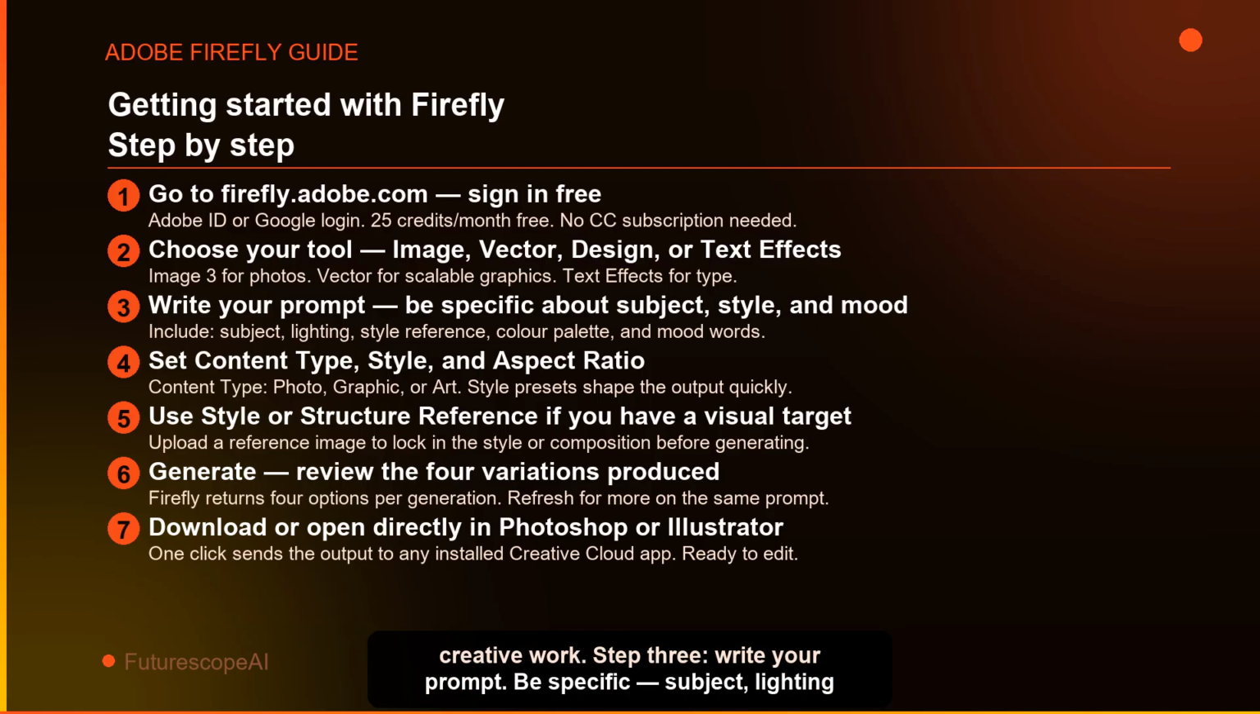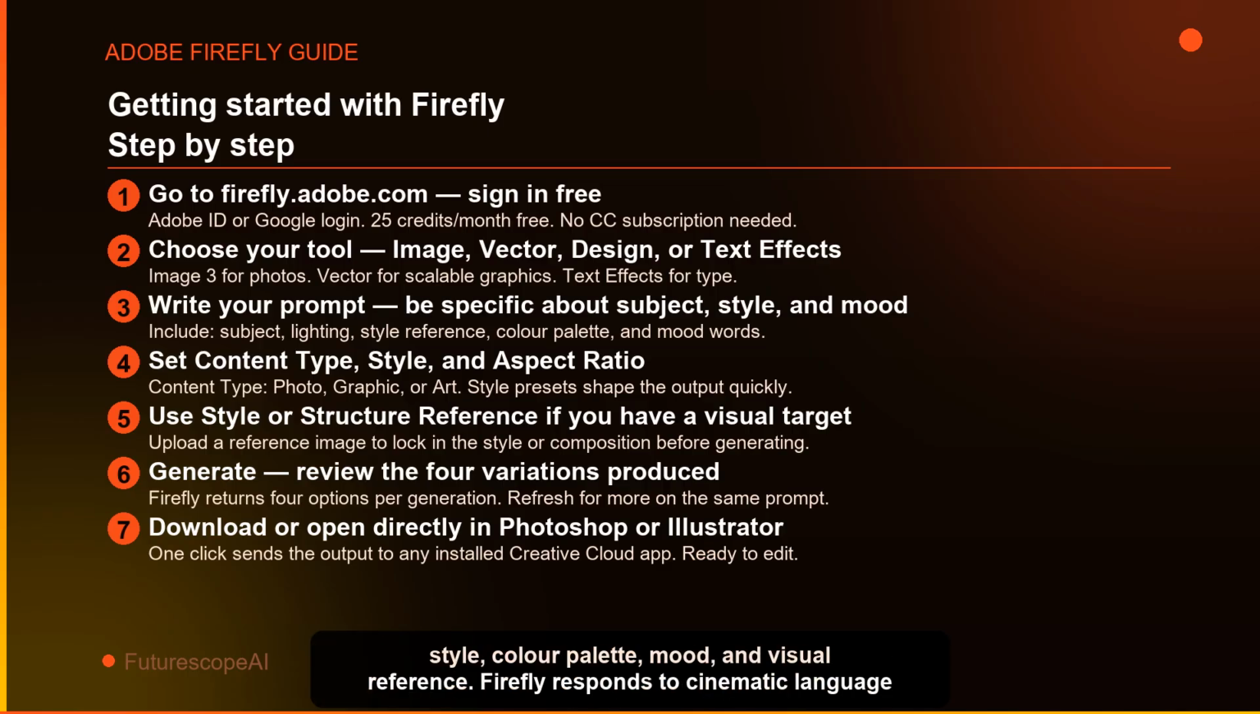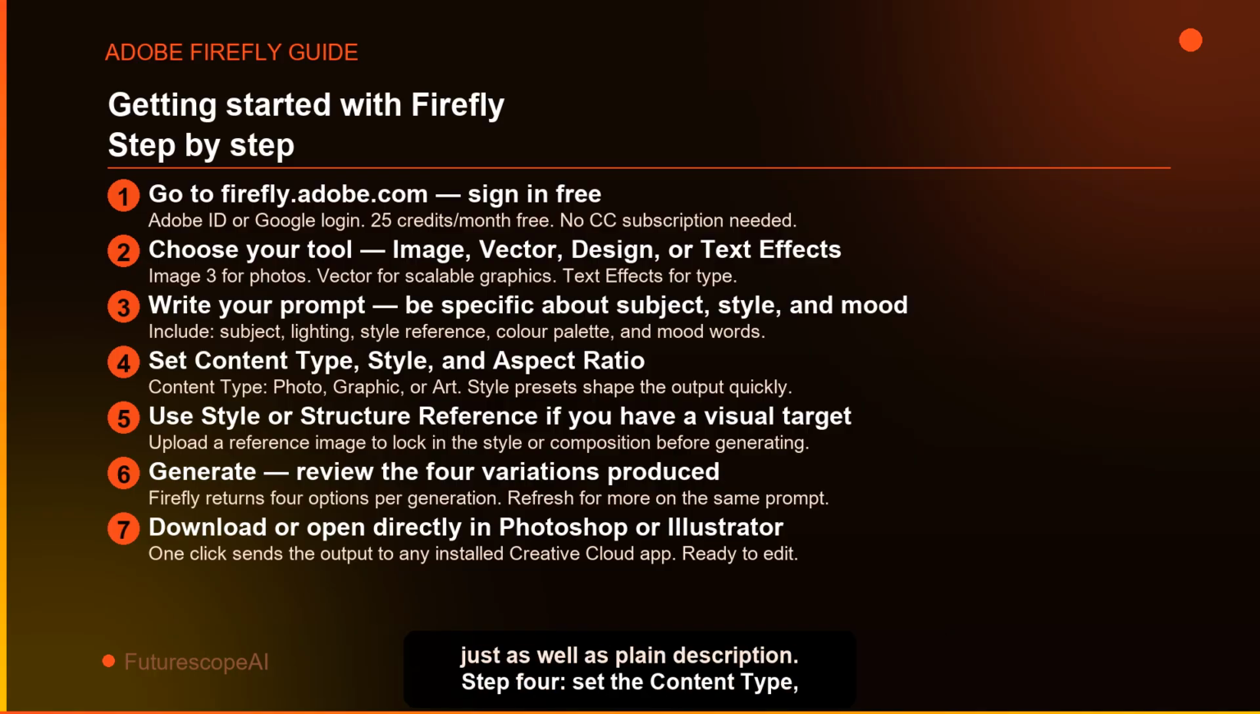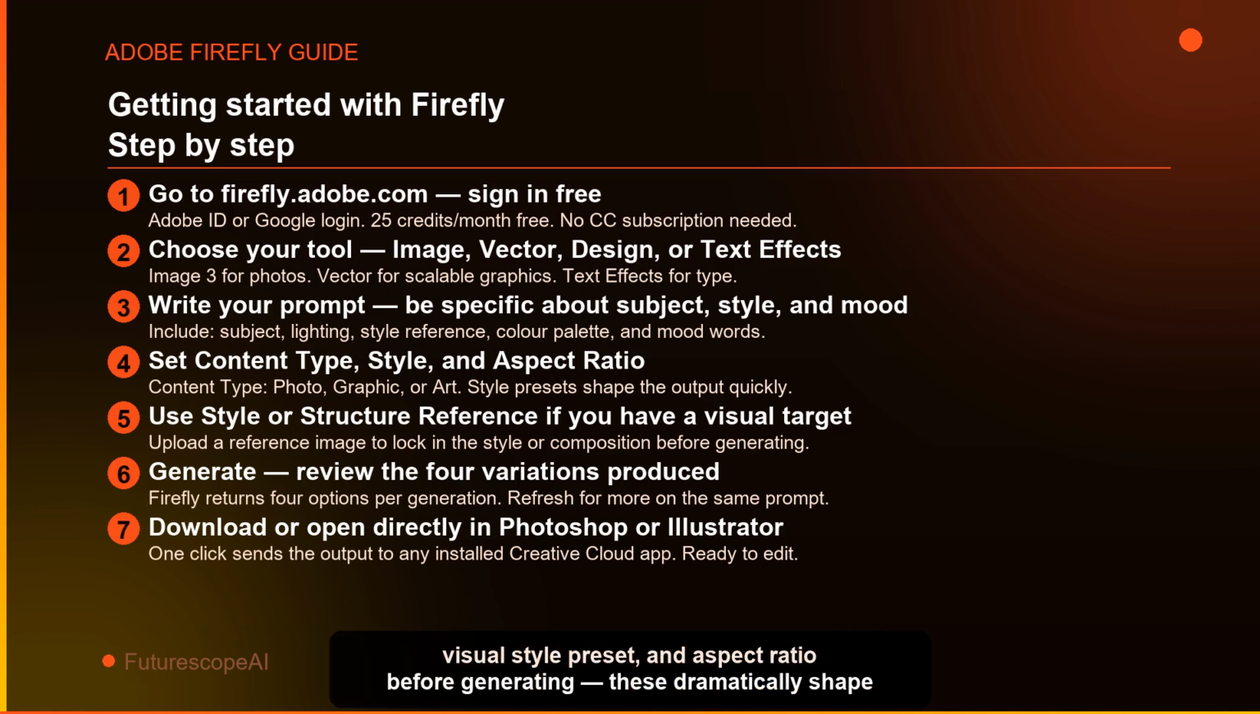Step 3. Write your prompt. Be specific: subject, lighting style, color palette, mood, and visual reference. Firefly responds to cinematic language just as well as plain description. Step 4. Set the content type, visual style preset, and aspect ratio before generating. These dramatically shape the output direction.